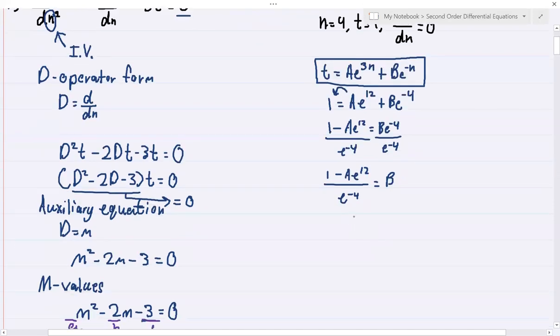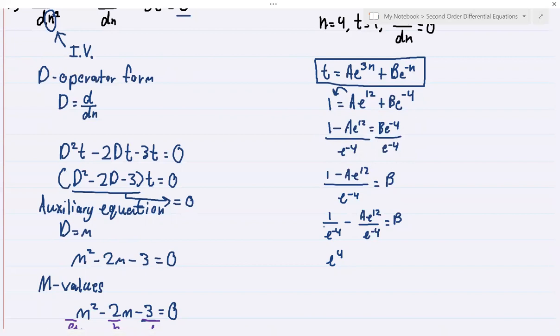Okay? We can still simplify this one. So we are going to decompose them into two fractions. So we will have 1 all over e raised to negative 4 minus ae raised to 12 all over e raised to negative 4 is equal to b. That's it. We can simplify this one further. This one will become e raised to 4. If you don't know how I got this one, I suggest you go back to your lessons in algebra. Basically, if you have a base with a negative exponent located in the denominator, then you can bring it up, but the sign of the exponent will be changed.